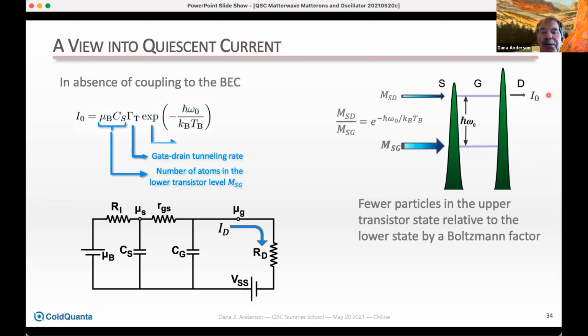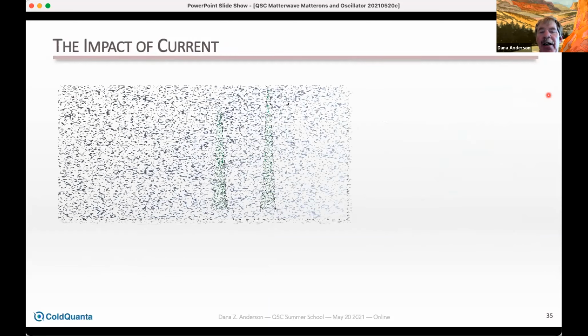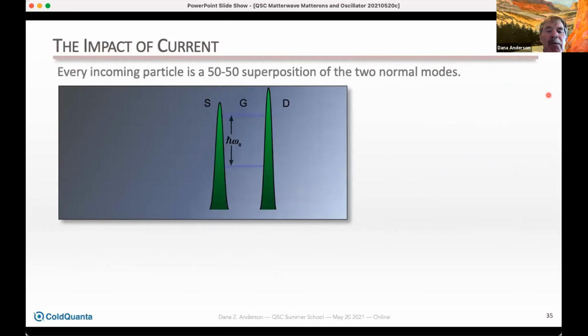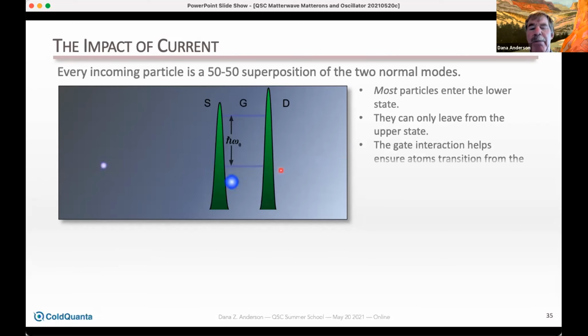Moreover, if I thought of only particles coming into the lower well, each of those is a 50-50 superposition of the two normal modes. And therefore, if you think of doing individual measurement in terms of impedance matching, every atom has a 50% probability of being impedance matched and 50% probability of reflecting, or since we're doing quantum mechanics, half the wave function is impedance matched and half of the wave function is reflected, in this normal mode picture.